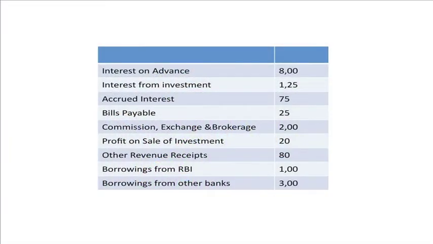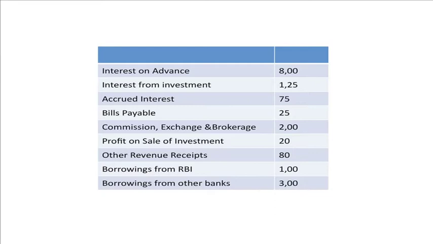Now, moving to the credit side, interest on advances, this is 8 lakhs, it will go in schedule 13, it is income. Interest from investment, again an income item, will go in schedule 13. Accrued interest 75,000 is part of schedule 5. Bills payable 25,000 is part of schedule 5. Commission, exchange and brokerage, schedule 14, for 2 lakh rupees. Profit on sale of investment 20,000, schedule 14. Other revenue receipts 80,000, again part of schedule 14.